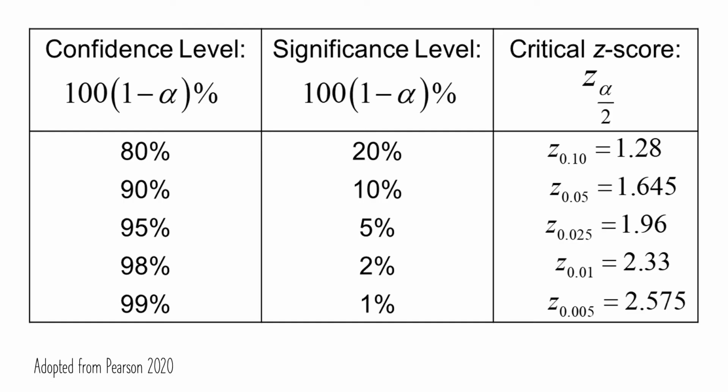So here's a table that provides a snapshot of what each confidence level would yield as a significance level. And then when you go to the table and match its z-critical score, this is what it would be.